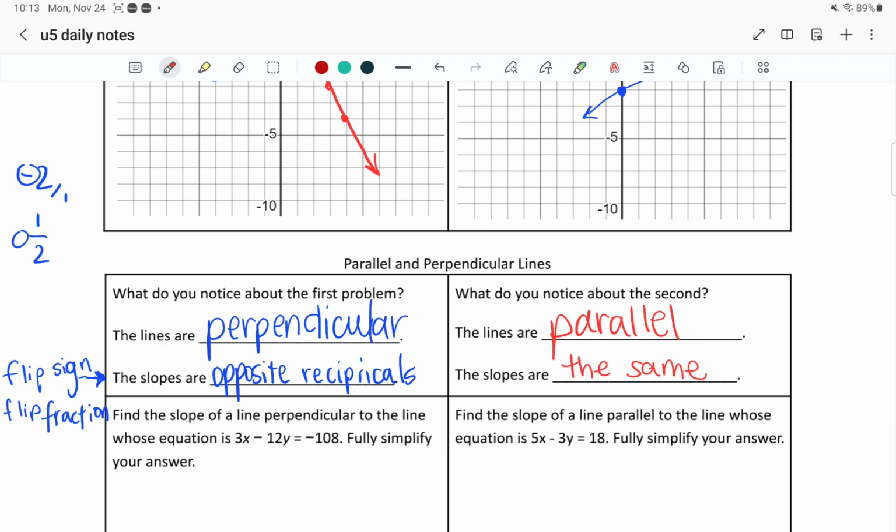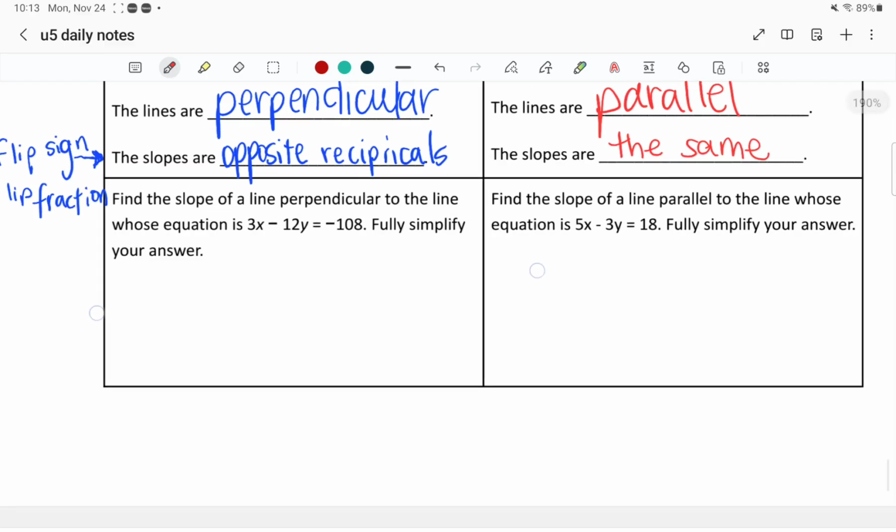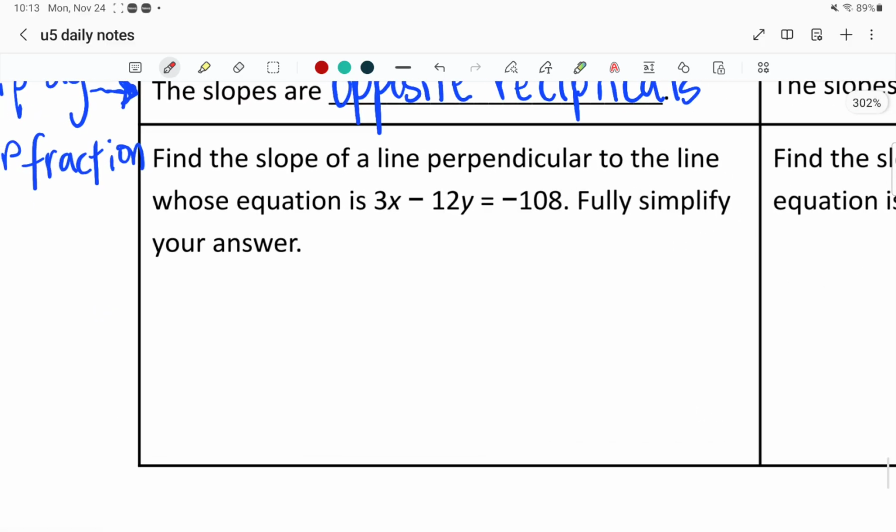So let's take a look at how this runs. We're going to go through how to do it, and then we're going to write the steps on how to do it at the bottom. Okay, so listen to my words now. We're going to write it down in a second. Okay, find the slope of a line perpendicular to the line whose equation is blah blah blah, all that. Fully simplify your answer. So I just copied and pasted that from Delta Math. This is going to be the second section of your homework.